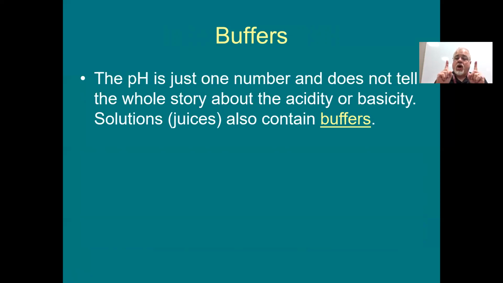But pH is just one thing, one number. It doesn't tell the whole story. It only tells you what the hydrogen ion activity is at this moment under these conditions. That's it. And all biological things and most non-biological things have buffers. There are buffers in the clouds, buffers in your lakes and rivers and streams, buffers in your blood, buffers in orange juice, buffers in your morning cereal. Buffers are everywhere.